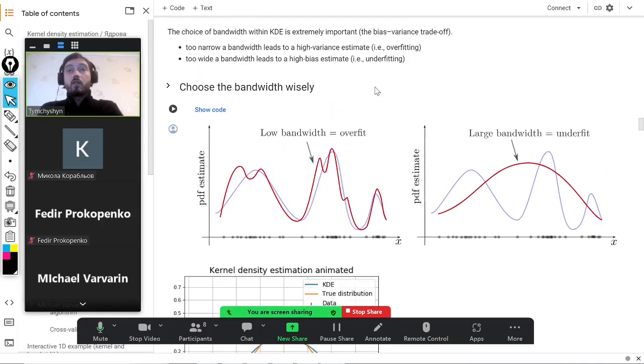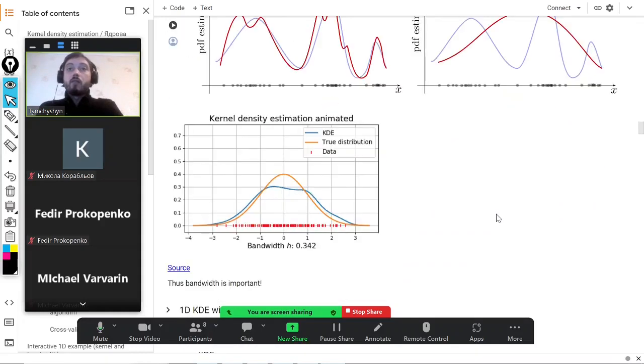And here are two pictures for you. So this is a picture with low bandwidth, and you see that it doesn't really look like the correct probability distribution that we have. This is the case of the overfit. The most extreme case will be when we have just very small, for example, Gaussian or some different kernel at each point. And here is a very large bandwidth, and you see that you don't get any useful information on the distribution. So you don't see that it has 3 modes or something like that. So these are our two problems.